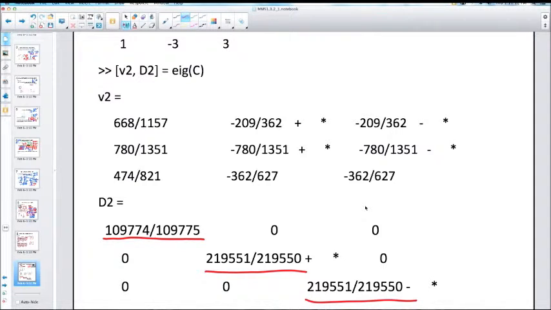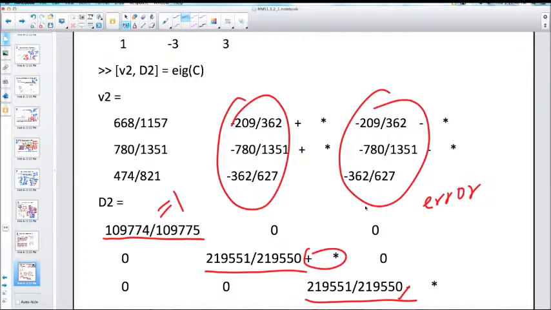The denominator is 109775, so the result is very close to 1, right? And the second one, 219551 over 219950, is the same. These are really the result of a round-off error. That's the error. It really means it equals 1, but because the computation made some error, it became close to 1. If that gives you the round-off error, it also gives you those nonsense eigenvectors.